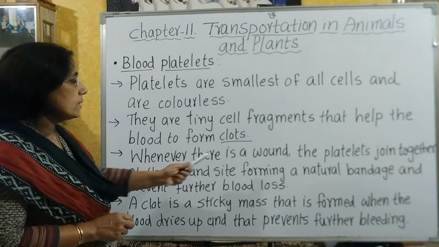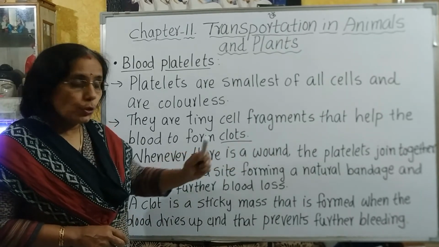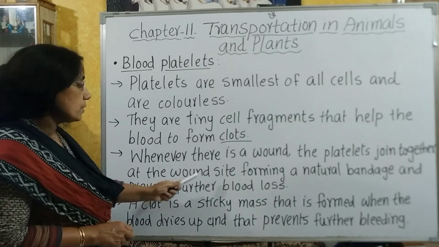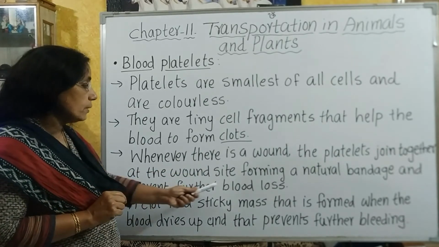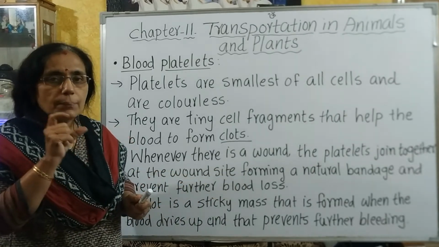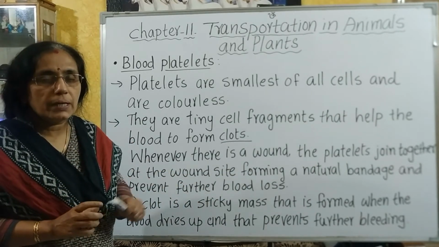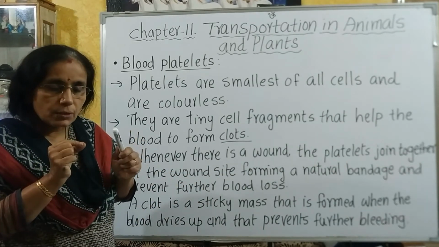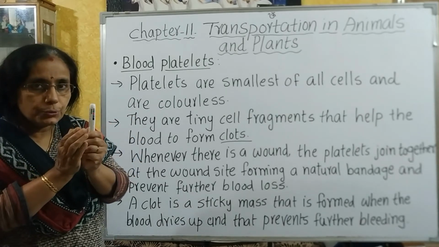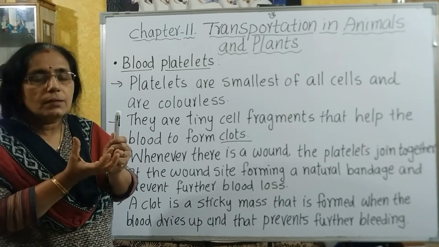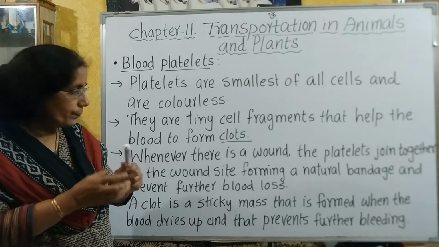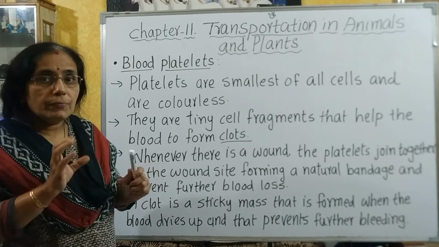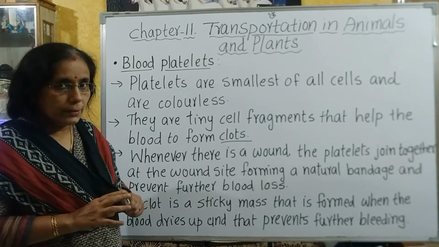See, whenever there is a wound, the platelets join together at the wound site, forming a natural bandage and prevent further blood loss. So what is the main function of these blood platelets? Whenever there is a wound, these platelets join together and form a natural bandage. This natural bandage we call it as clot. And this clot prevents the further loss of blood.